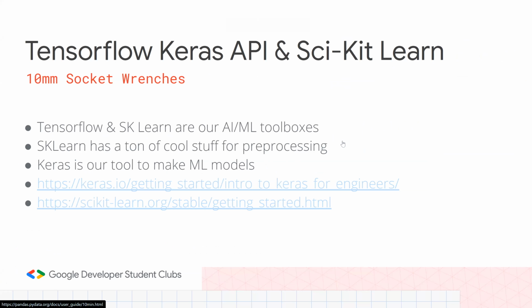And TensorFlow API and scikit-learn. These are going to be our tools and our toolboxes. TensorFlow and scikit-learn are the toolboxes. Scikit-learn has a ton of cool stuff for pre-processing. And Keras is going to be our tool to make ML models. Keras is part of TensorFlow, so you can see how that works. I don't recommend learning them all at once. It's better to get used to some of the functions first, make sure you understand how they work, and then move on to other stuff. So you have a wider range of tools, but I can't recommend learning them all at once. But if you are willing to do it, there are some YouTube videos and books out there for you.